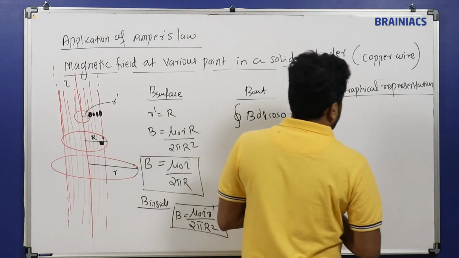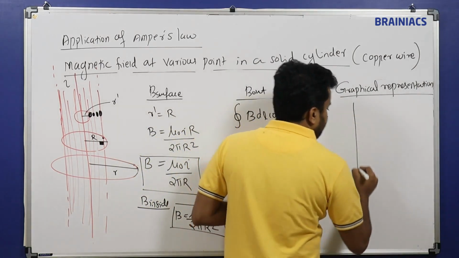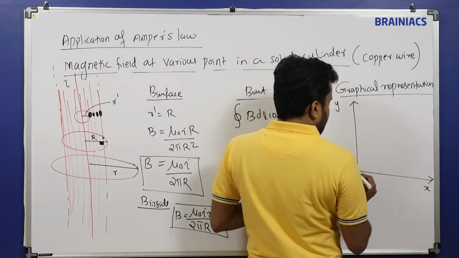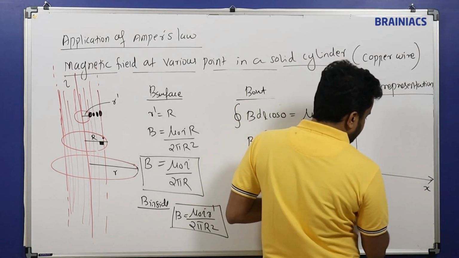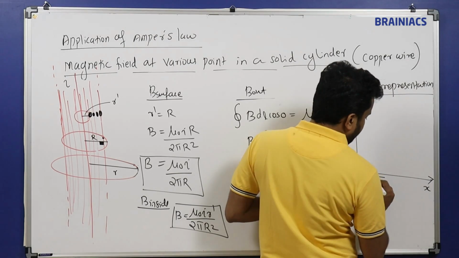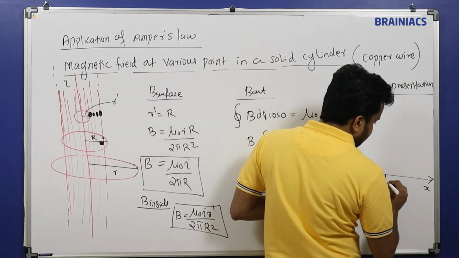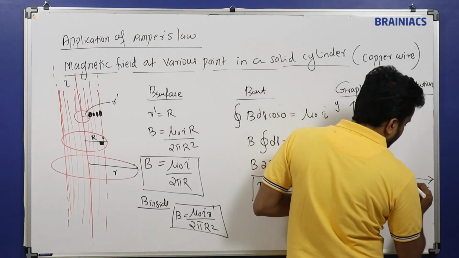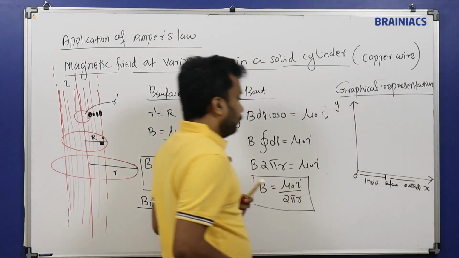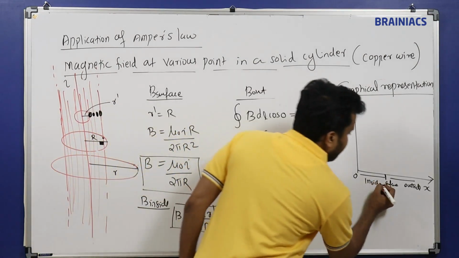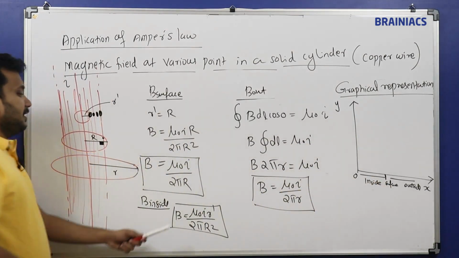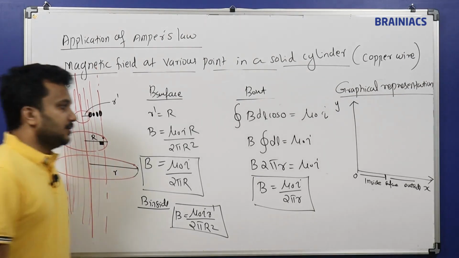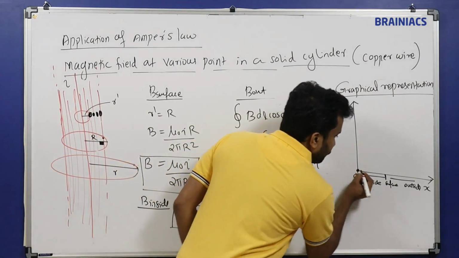So we'll draw the graph. Okay. So x-axis and y-axis. So 0, this is an inside point. So this point, exactly, this is a surface point. And after surface, this is called outside point. So you know, inside at the center r dash is equal to 0. So magnetic field is equal to 0. So at the center, magnetic field is equal to 0.